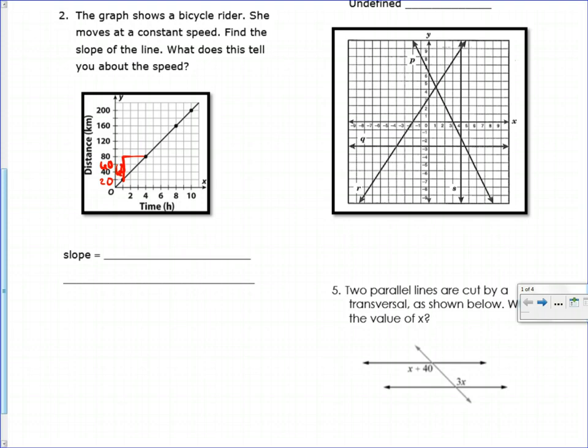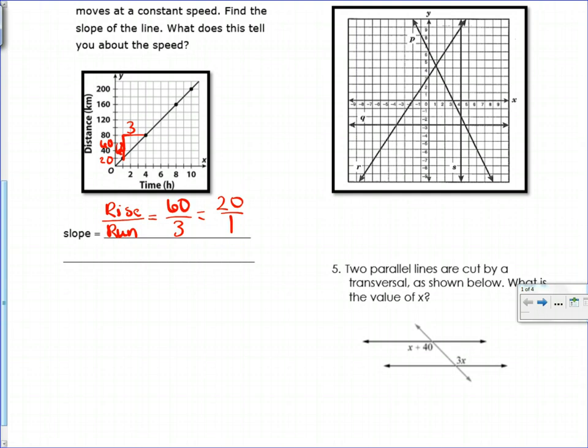And then I went over 1, 2, 3 squares on my x-axis. So my slope, rise over run, I rose 60, and then we ran 3 to the right. So we get 60 over 3. And that simplifies to 20 over 1. And what does this tell you about this speed? That means for every 20 kilometers she goes, it takes her 1 hour. So 20 kilometers in 1 hour.